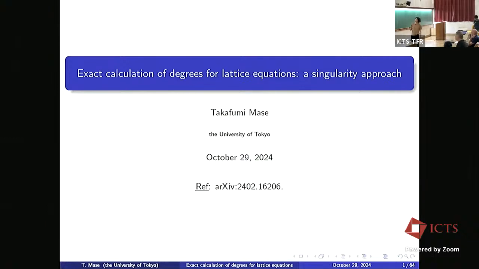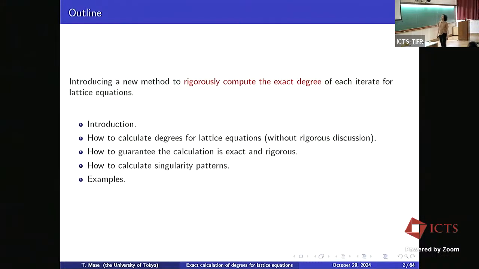Today I'd like to talk about how to rigorously calculate the degrees for lattice equations from singularity patterns. My talk is based on this preprint. This is the outline of my talk. First, I'd like to talk about the basic things like degree growth, singularity confinement, Halphen's method, and so on. Then, these four parts are the main part of this talk.